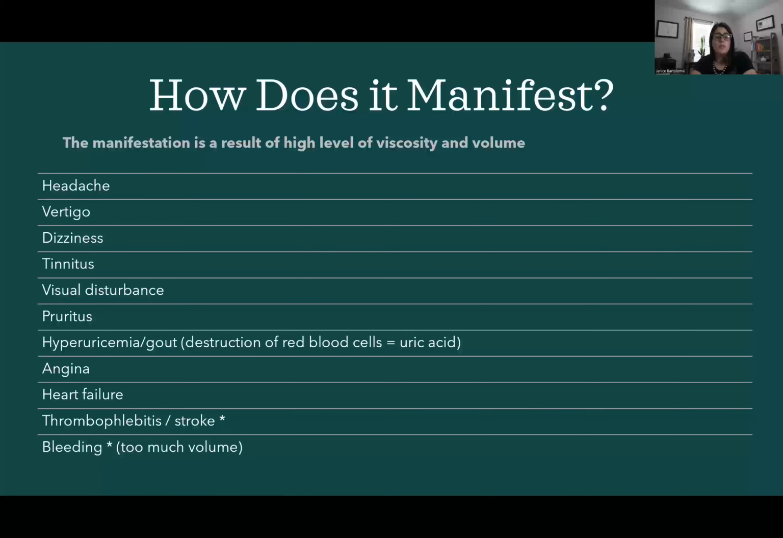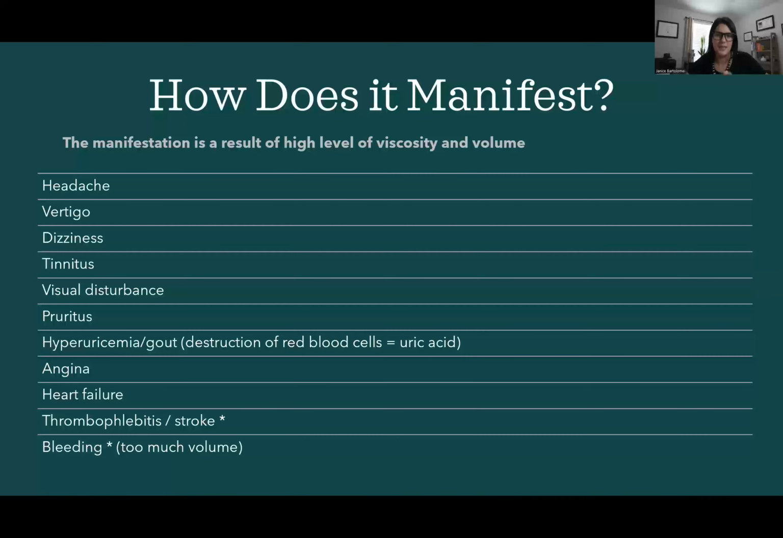From the viscosity and the risk of clots, you can have angina, you can have heart attacks, you can have stroke, or just simply blood clots in the body. So those are very important to remember. Also, from the volume, you can have heart failure.